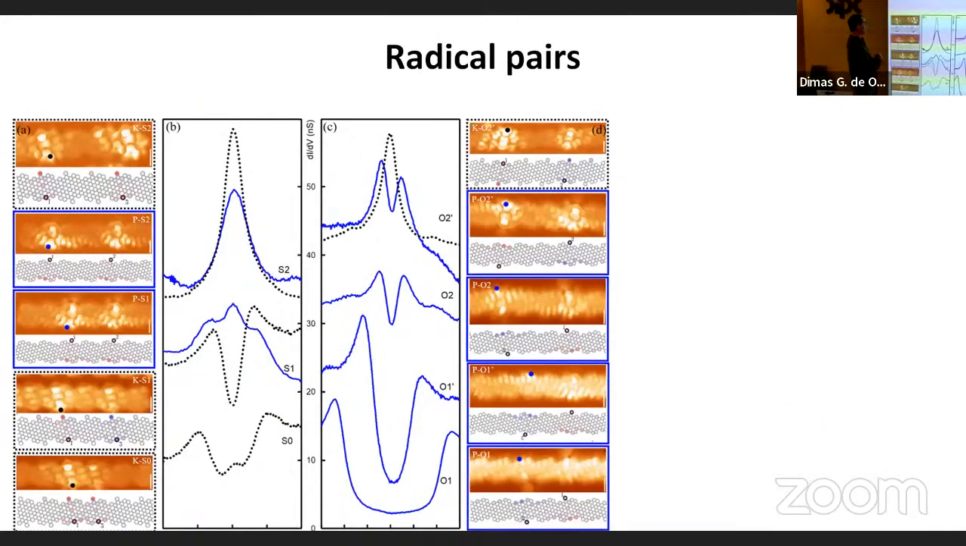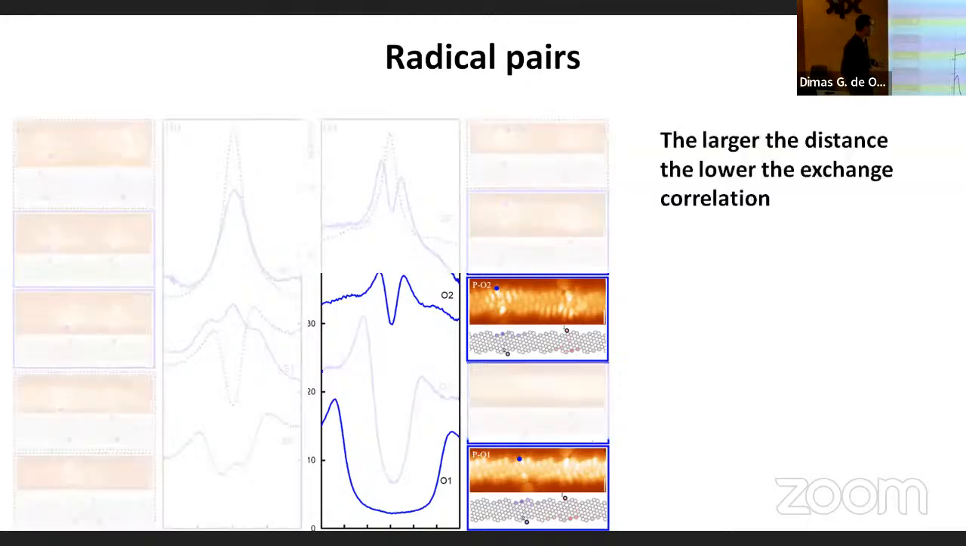And then you can get a lot of different structures and a lot of different pairs, and you can extract from these conductance spectra the relative alignment of your spins. I will not go into all the details of all the spectra. I'm just going to compare selectively some of them. So I'll start, for example, just taking these two.